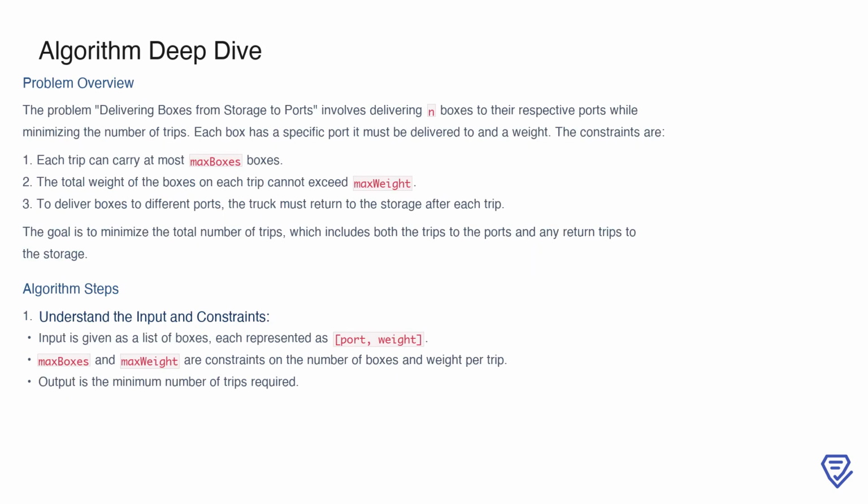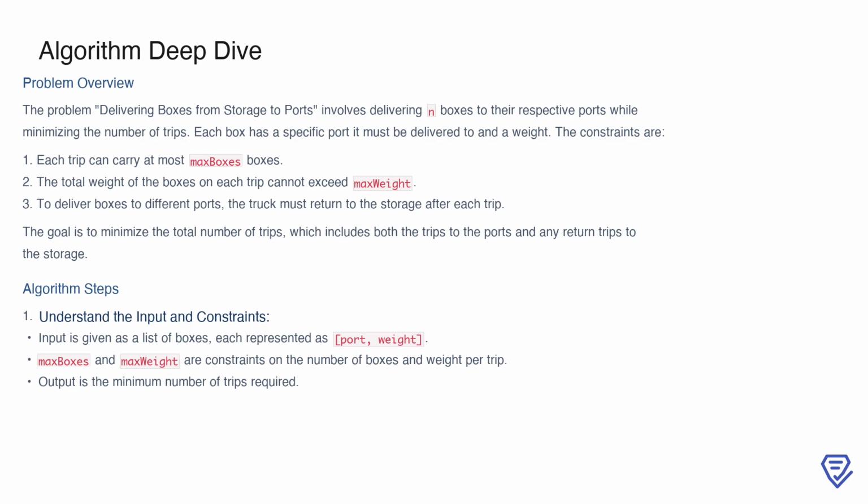The problem, delivering boxes from storage to ports, involves managing the delivery of boxes with specific constraints while minimizing the total number of trips. Each box has a designated port it must be delivered to, along with a specific weight. The constraints limit the number of boxes that can be carried in one trip, which is capped by max boxes, and the total weight of the boxes, which must not exceed max weight. Additionally, after delivering boxes to different ports, the truck must return to the storage before starting the next trip. The goal is to find the optimal way to minimize these trips while adhering to these constraints.